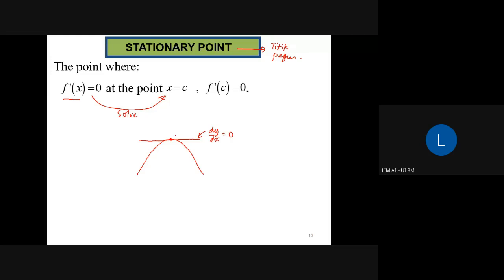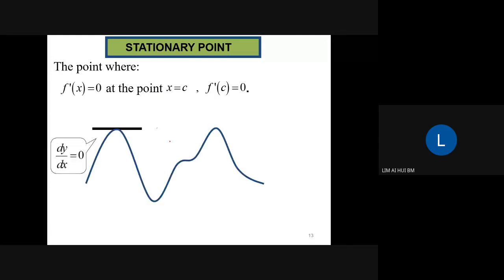Okay, dan titik itu kita boleh panggil sebagai stationary point because dia naik, you punya graph naik, lepas dia henti sekejap, baru dia turun. Okay, this is called the stationary point. Okay, consider this diagram. I have 3 points over here, A, B, and C. You can see that the lines are all horizontal lines, and this shows that the dy dx is equal to 0.